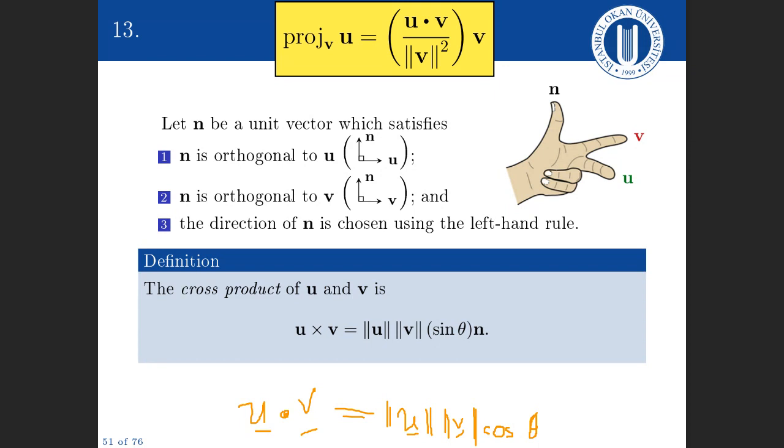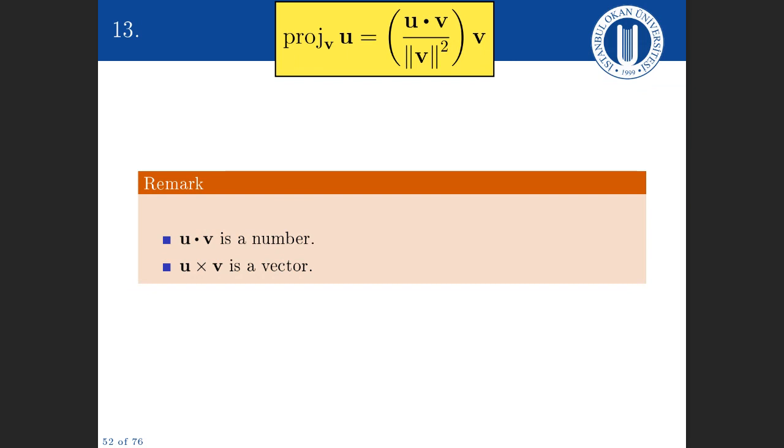Again, for the cross product, we have norm of u and norm of v. We have sine instead of cos. And we also have a unit vector n. The cross product is a vector. Let me repeat that. u dot v is a number. u cross v is a vector.